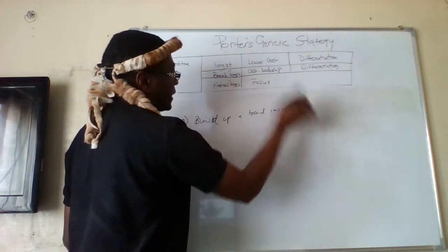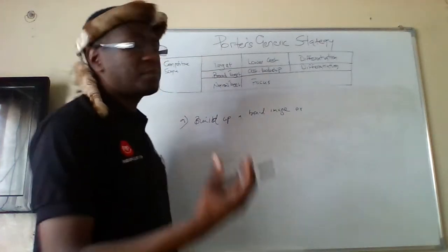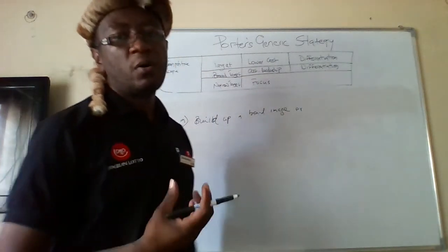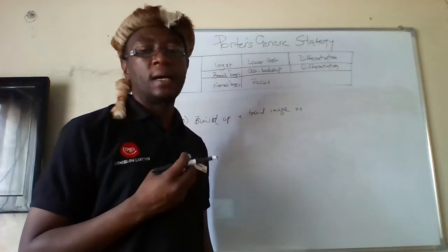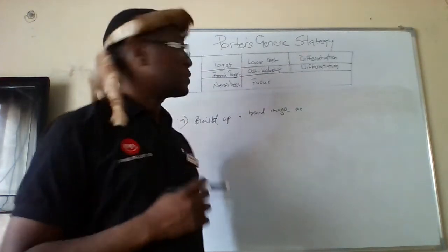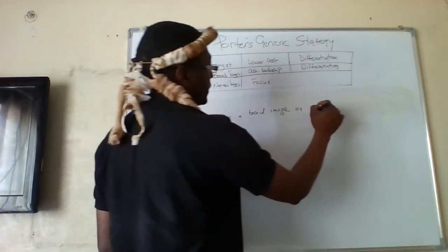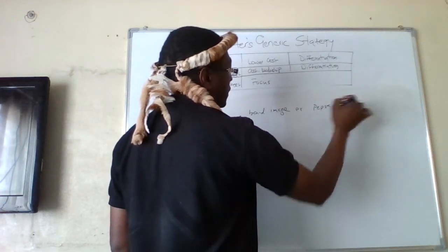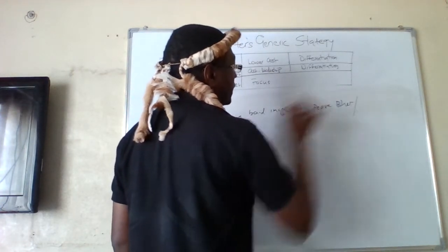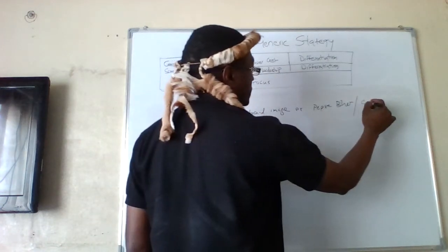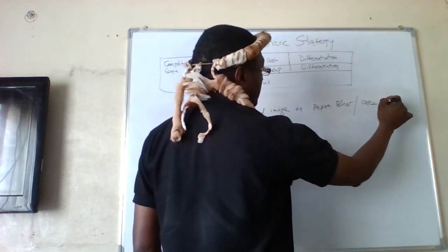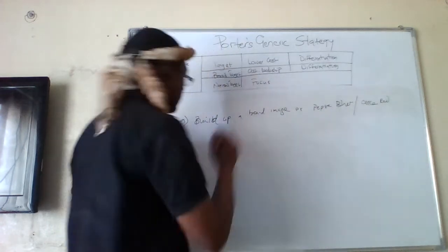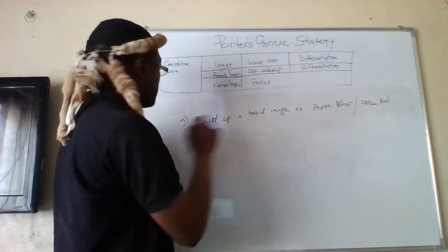Now, for example, the Pepsi Blue Can should offer a different psychic benefit to the Coke Red Can. That's an example that you can give. Okay, so build up a brand image.